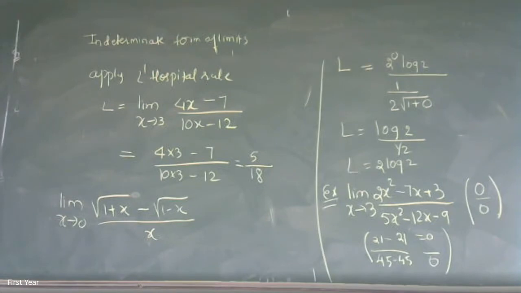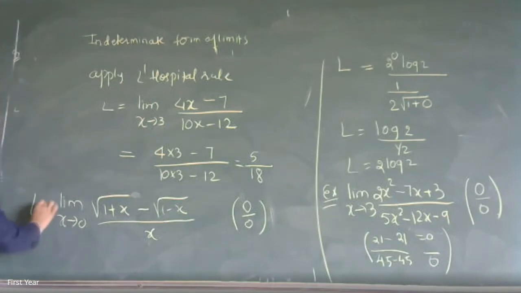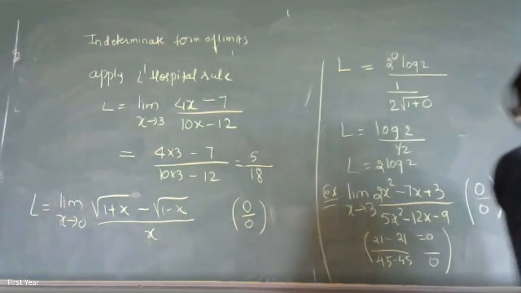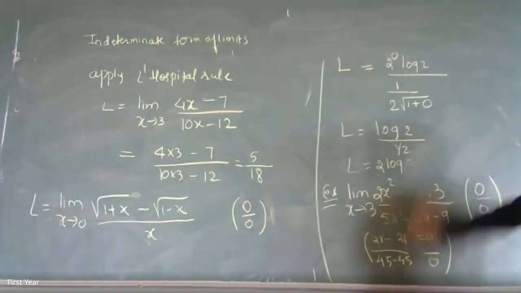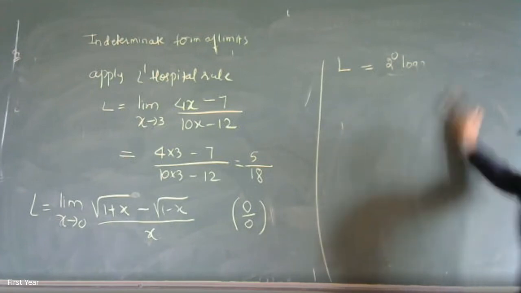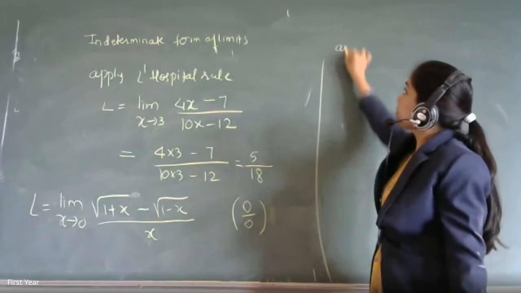So again, is it 0 by 0 form? Yes, ma'am, it is 0 by 0. Right. You have to mention 0 by 0 form. So this is your L. Now you have to apply L'Hospital rule. So apply and tell me, derivatives you have to know properly, then you get the answer immediately. So applying L'Hospital rule.